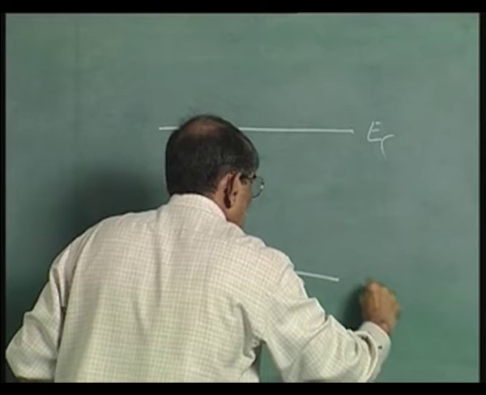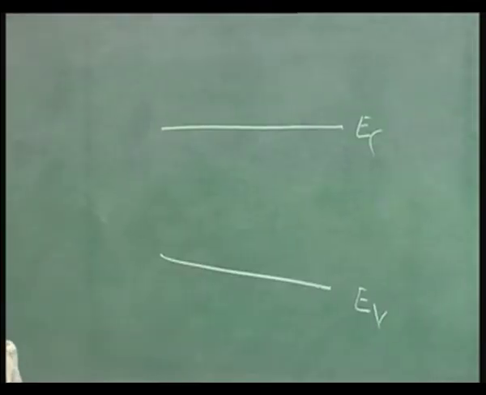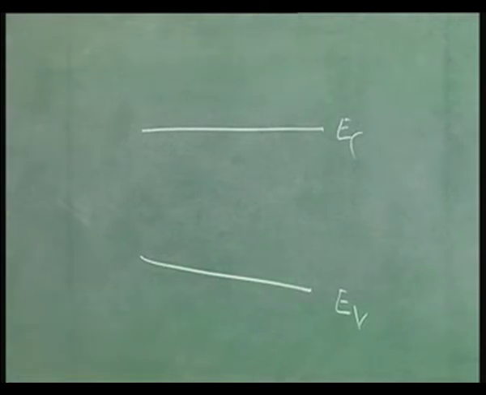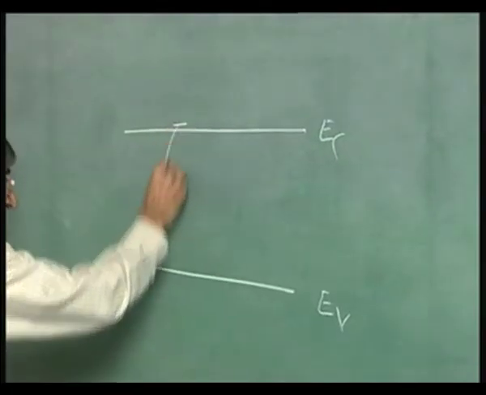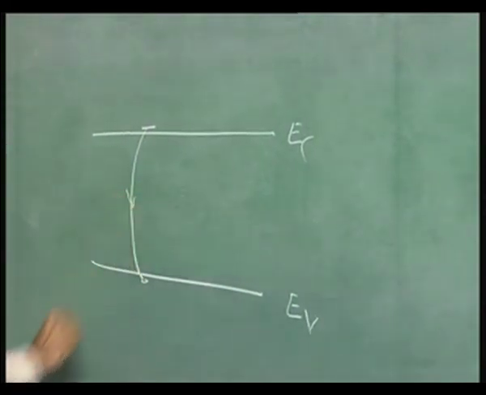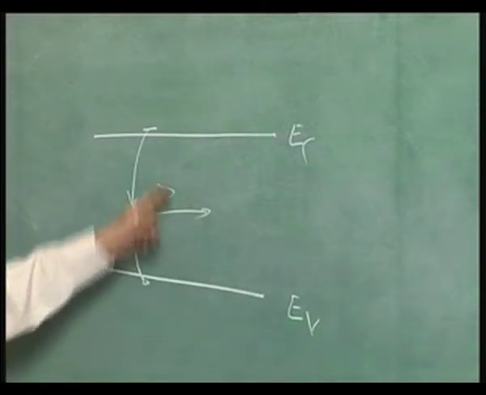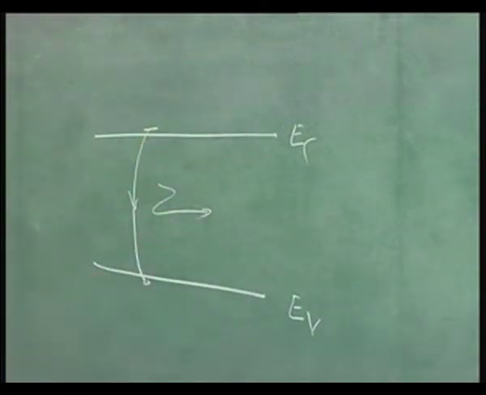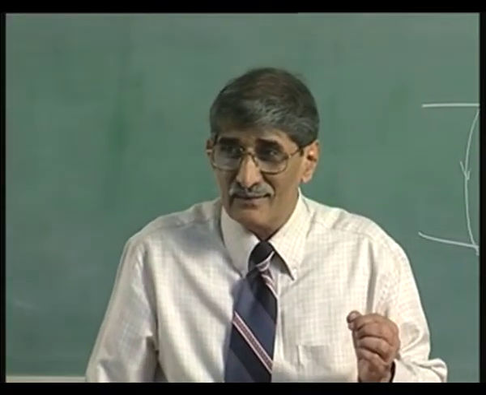You need actually EC and EV. For the light emitting diode, for the particular material, the electron from here must make a transition down here. During that time, it will give you the light corresponding to that band gap, 1.24 divided by the band gap, so many microns, that is what you get.